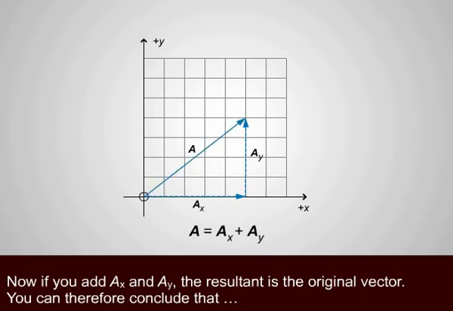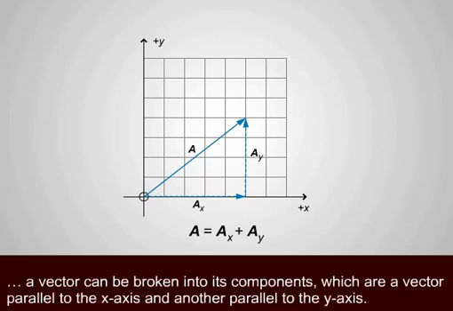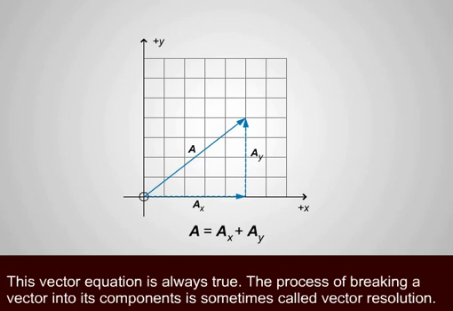You can therefore conclude that a vector can be broken into its components, which are a vector parallel to the x-axis and another parallel to the y-axis. This vector equation is always true. The process of breaking a vector into its components is sometimes called vector resolution.